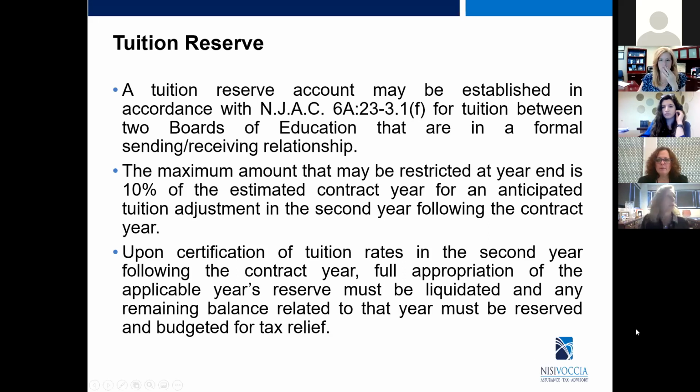And that's that. So we were talking about tuition reserve, and some districts have a sending-receiving relationship, and when you're sending your high school students to another district, that cost is large. And so when those tuition adjustments come through 2 years later, it can wreak havoc. And so the state developed the tuition reserve. It's 10% of the estimated annual contract that you can set aside in a reserve for a year when the tuition adjustments come in. And of course, the state is certifying those rates, and that's how long it takes for them to be certified for 2 years prior.